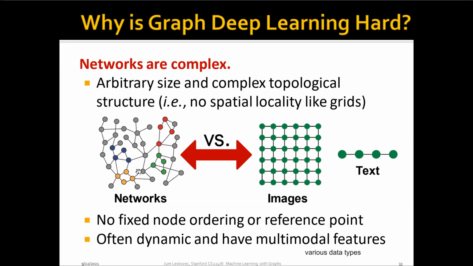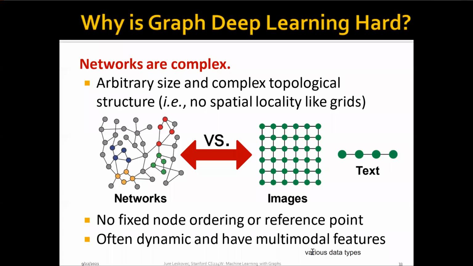And also there's really no fixed ordering in the graph and no reference point. It is dynamic because the graph can grow or shrink, so it can change easily over time. And it has multimodal features.